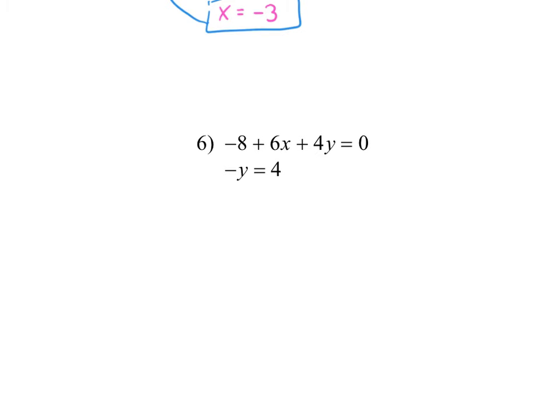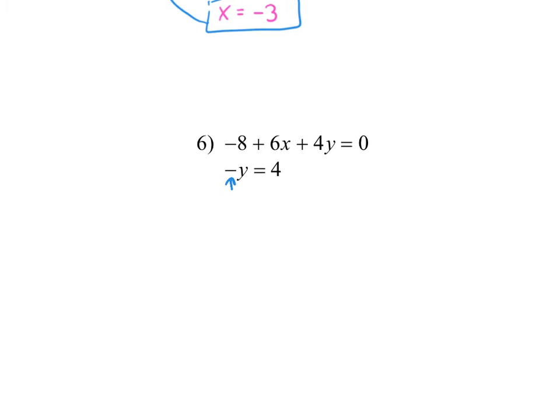Let's look at number 6. So here we have negative y is equal to 4. That looks like our easiest thing to plug in, but this negative in front of the y is kind of stopping us. So what should we do first? Take out the y's. Before we can substitute in for the y, we have to do something with this negative. What can we do?